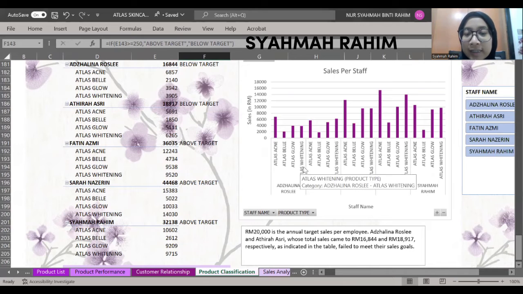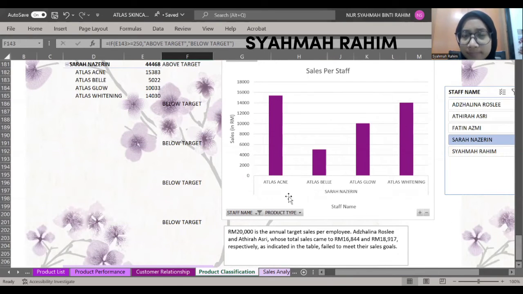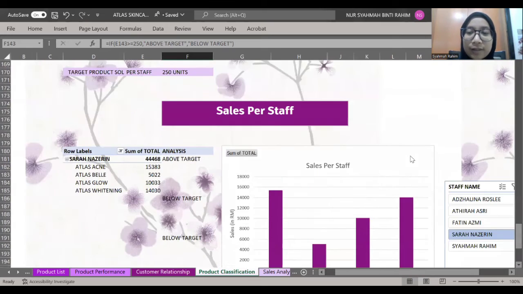But unfortunately, AZHALINA and ATHIRAH, whose total sales came to 16,844 and 18,917 respectively, as indicated in the table, failed to meet their sales goals. And here are also the slicers for us to see a better view of the sales per staff.